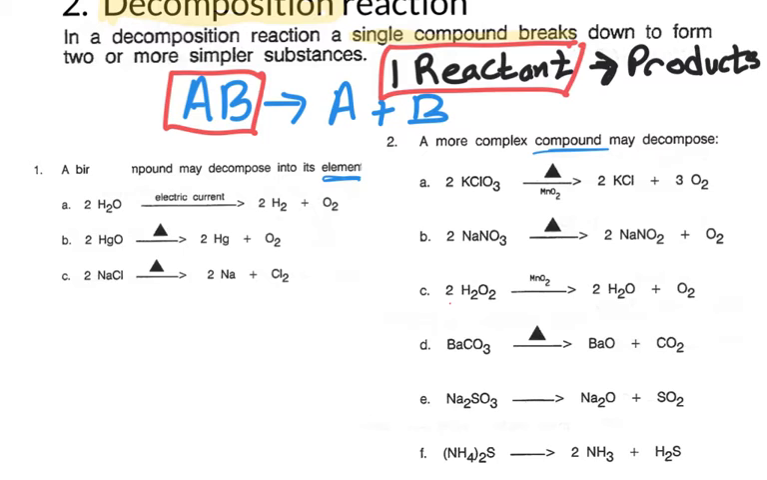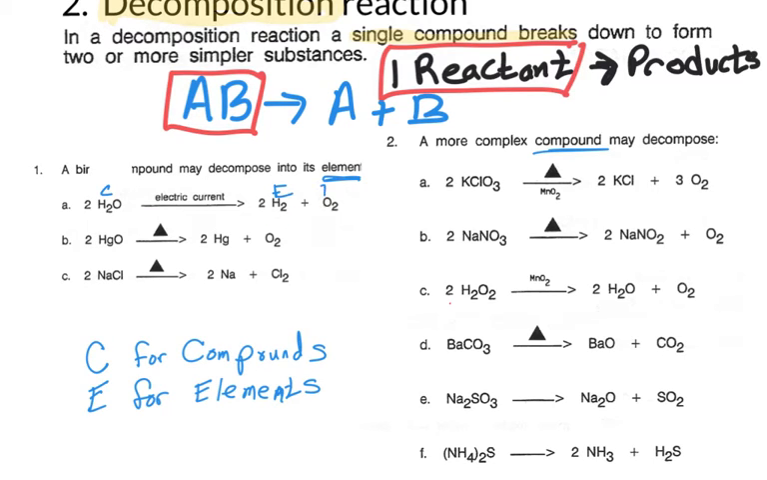So for example, we'll look at number 1 here, 1A. We see that we have 2 water molecules, and they're going to break down with an electric current into 2 hydrogen molecules and 1 oxygen molecule. Okay? We see that for letter B, we have mercury oxide. We have 2 of those. It's going to make 2 mercuries and 1 oxygen. Notice that the O2 is in elemental form, and it has that little 2 subscript, but that's still an element. We can have 1 compound break into 2 compounds, or a compound and an element. We can see all kinds of different things.